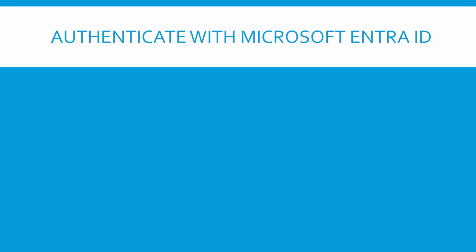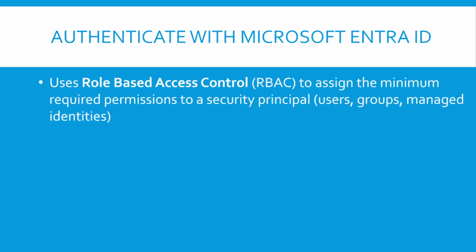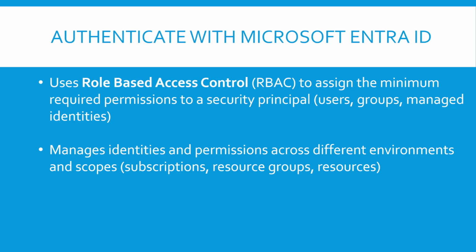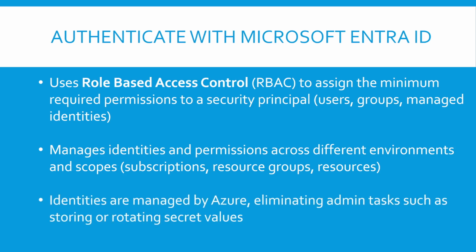So instead, we want to move to Microsoft Entra ID. This service of Azure allows us to use role-based access control, or RBAC, to assign the minimum required permissions to a security principal, and that could be a user, a group, a managed identity, or a service principal, and so on. There's different types. And what's important about this is that it manages our identities and permissions across different environments and scopes, such as different subscriptions, resource groups, individual resources, prod, test, local. It handles all that for us. These identities are also managed by Azure in most cases, which eliminates admin tasks such as securely storing or rotating secret values, and so on.